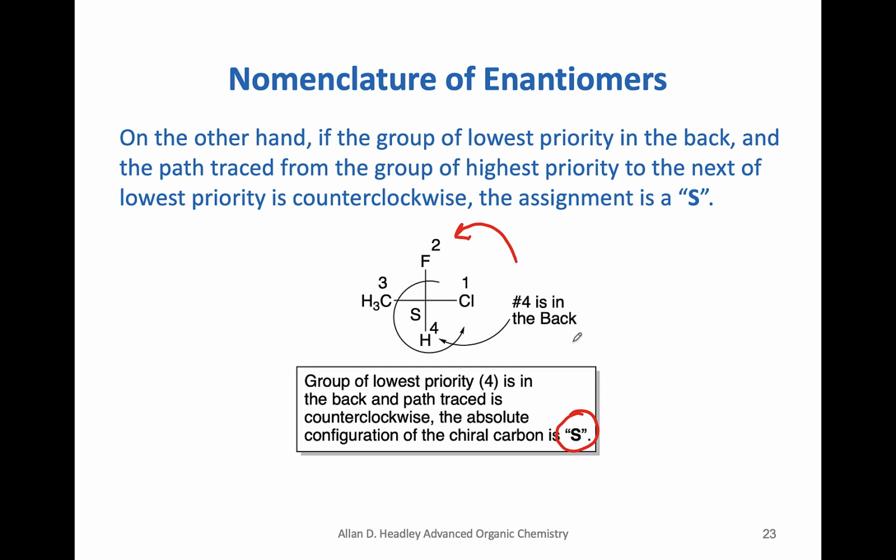So again, by assigning S and R, we can determine if these molecules are different or the same. If you have two molecules that have the same groups bonded to them and both have the S assignment, they are the same. If both have the R assignment, they are the same if they have the same groups bonded to them. But if they are R and S with the same groups bonded to them, they are enantiomers.